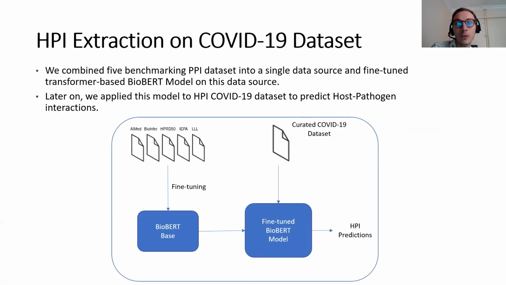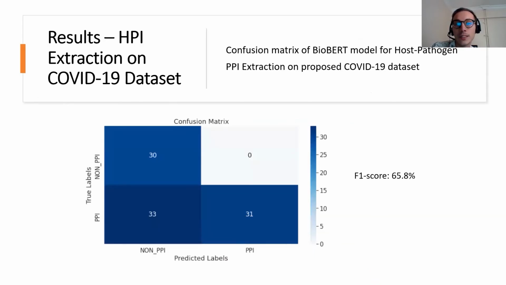Finally, the curated COVID-19 dataset contains 94 sentences with 64 positive interactions. And then we applied our BioBERT model for the HPI extraction task. First, we combined the 5 benchmarking PPI datasets into a single data source and fine-tuned on this data source. And then we applied our model to the HPI COVID-19 dataset, and we obtained very promising results on the HPI extraction, considering it is an interspecies interaction extraction. We obtained a 65.8 F1 score with a very high precision, which means we have 0 false positives.